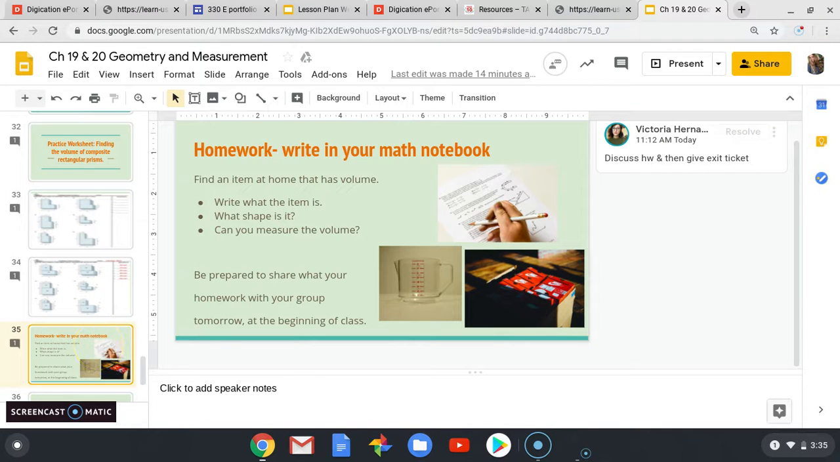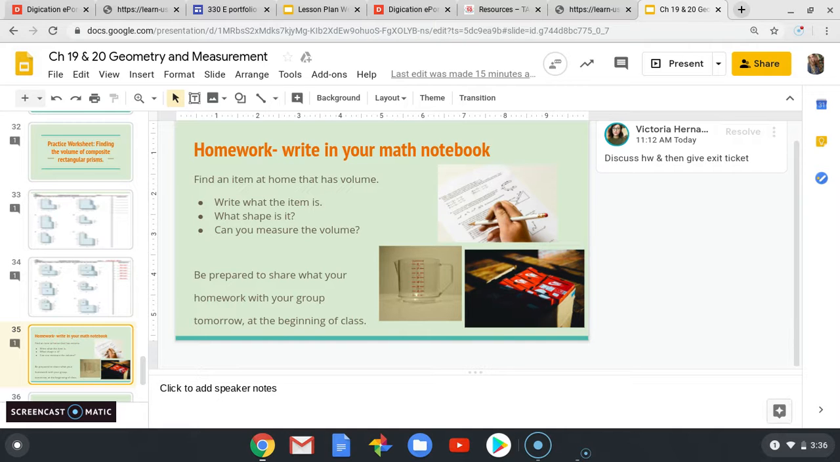Now that we've done a few examples, it's time to discuss homework and an exit ticket before recess. For your homework, you could write this in your planner. You guys need to find an item at home that has volume. Any item. I gave a few examples right here, a measuring cup, a shoebox, anything. You guys can be very creative with this.